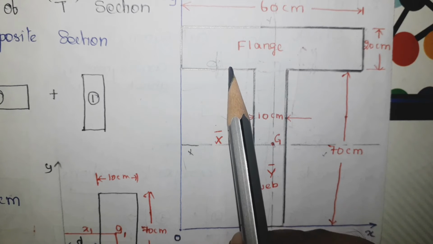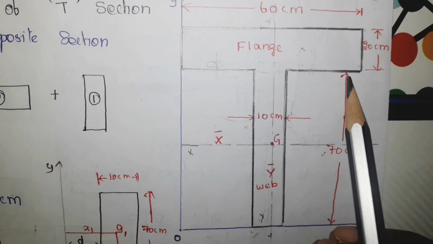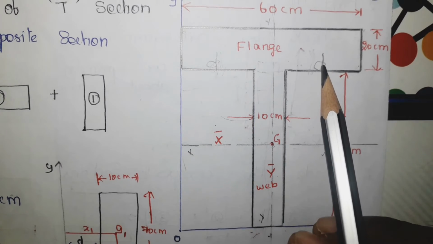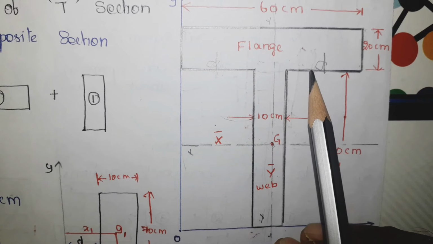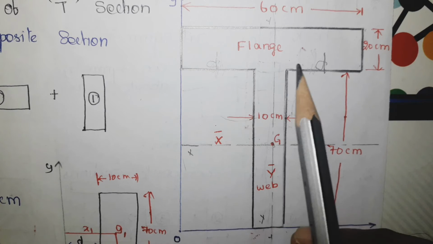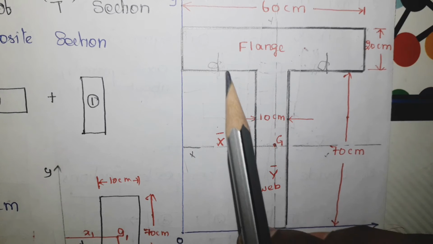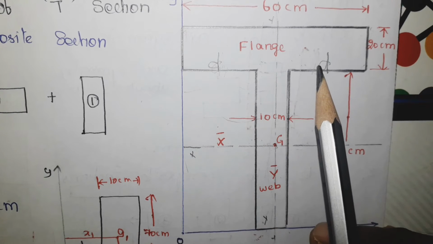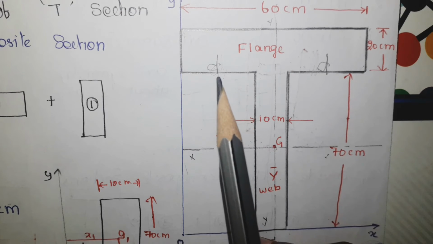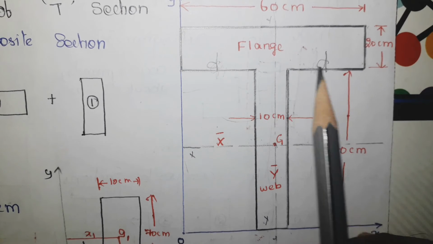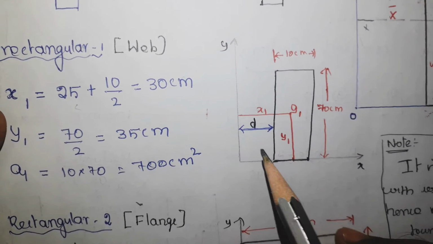There I mark d, and you see that this is d. Similarly, this distance is also d, because these two are equal. So d plus 10 centimeters plus d is equal to 60 centimeter. From this relationship you can get the answer for d, and for my calculation I got the answer as 25.